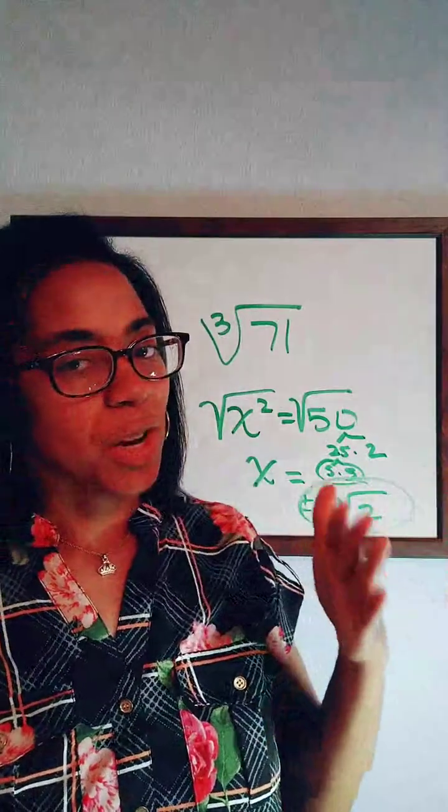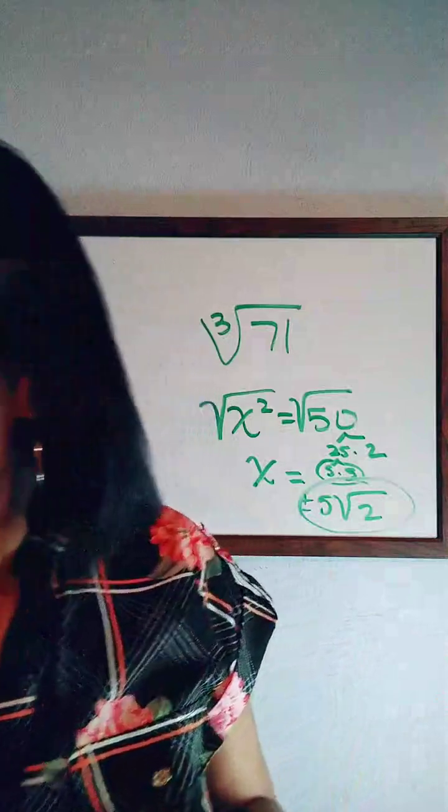Yep. Plus or minus the square root, b squared minus 4ac, all over 2.